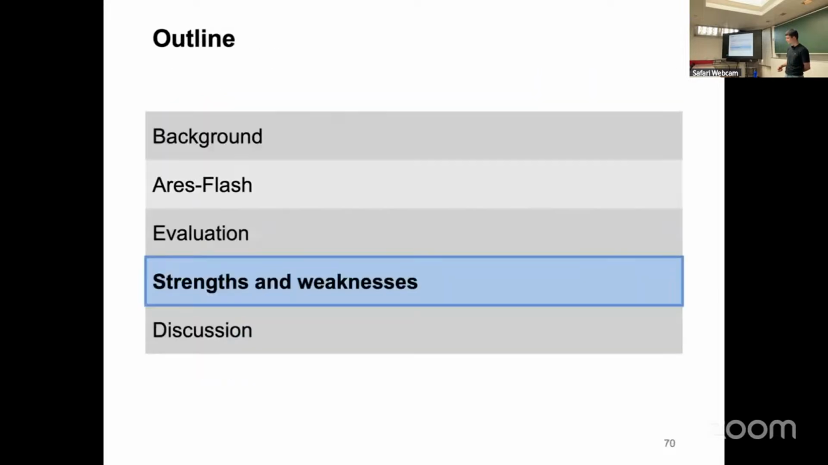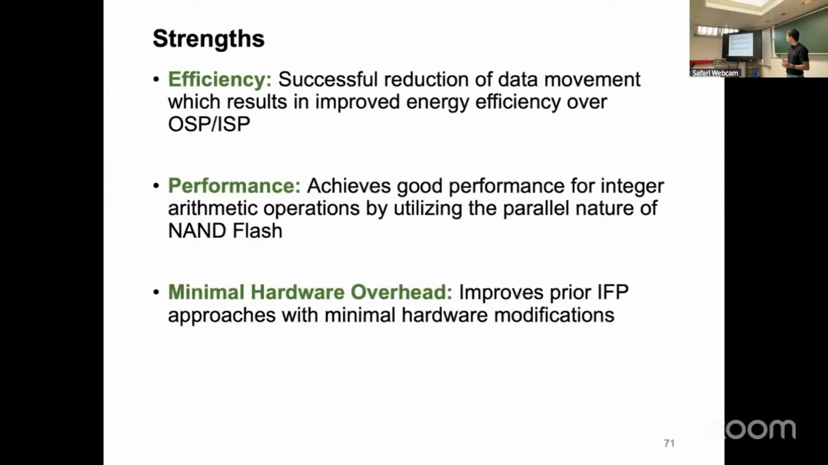So yeah, now for the strengths. So first, they successfully reduced the data movement, which results in improved energy efficiency, and also they achieved good performance by utilizing the parallel nature of NAND flash, and they also did this with minimal hardware modifications.